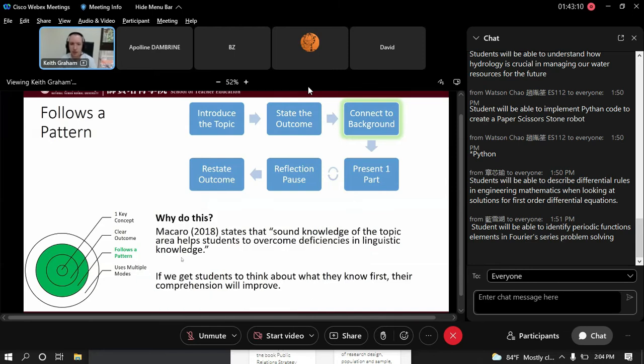And so I already had said this. I thought I didn't have this slide, but I do. Macaro 2018 states that sound knowledge of the topic area helps students to overcome deficiencies in linguistic knowledge. In other words, if students don't have a lot of language ability, if they have really solid knowledge of the topic, it can help them understand better, even if they don't have the language to understand completely. And so getting them to think about what they know first will help improve their comprehension.